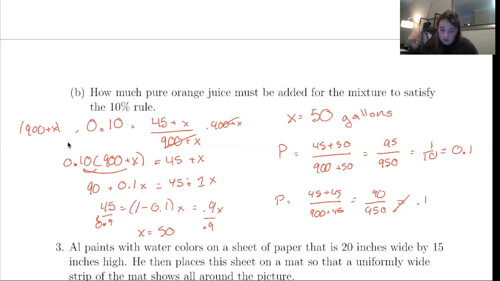Okay, so how are you feeling about this orange juice problem so far? Thumbs up, thumbs sideways, or thumbs down?